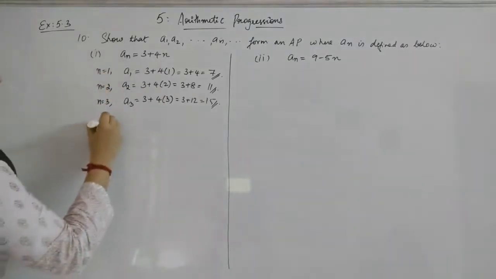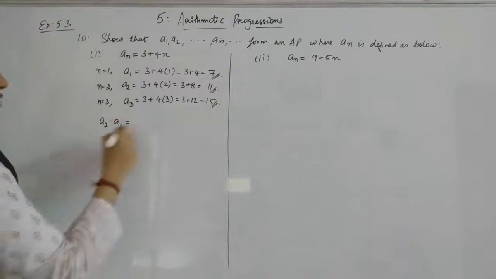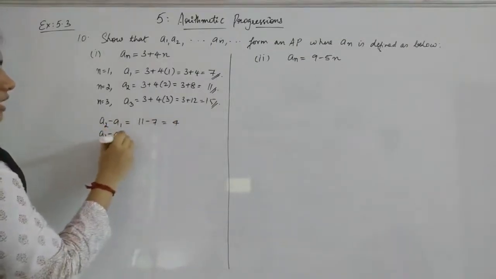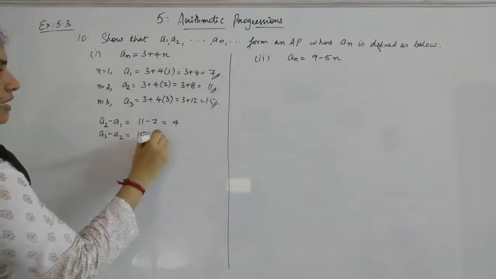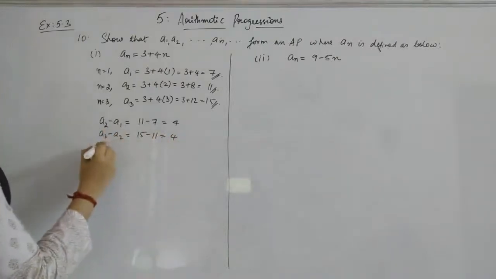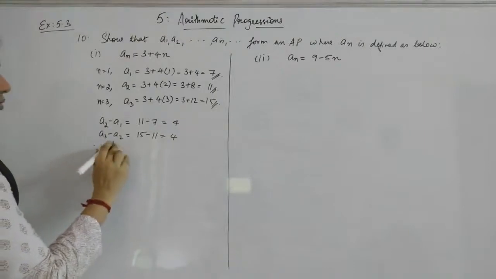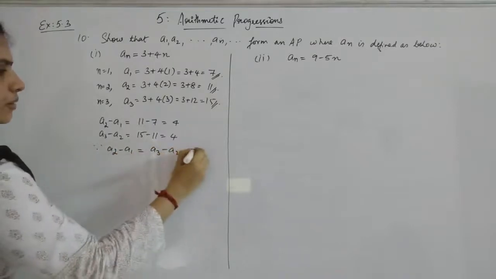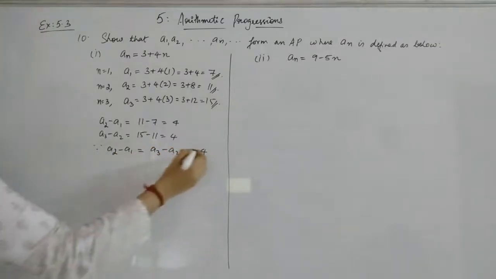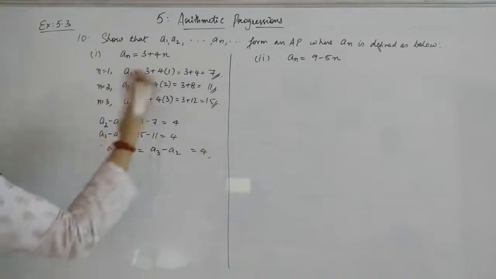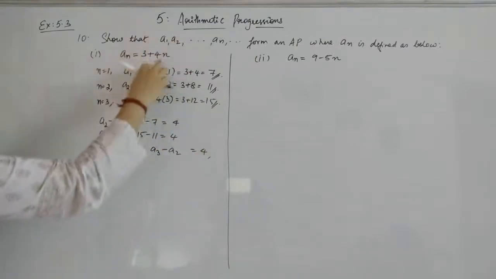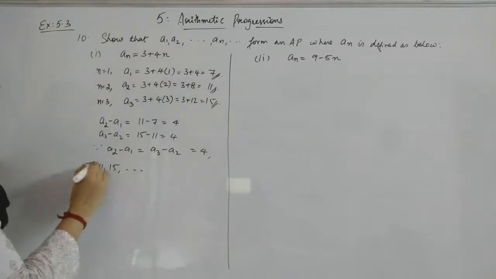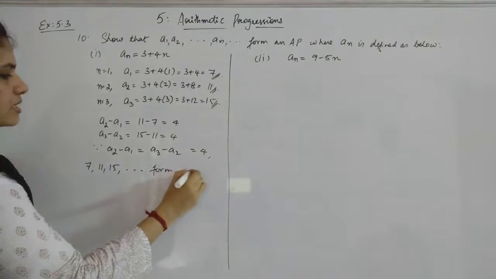Now what you will check is, what is your a2 minus a1? a2 minus a1 will be 11 minus 7, which is 4. Now check for a3 minus a2. That is 15 minus 11. Again you have 4. That means you can say that since a2 minus a1 is equal to a3 minus a2, both equal to 4, the given AP which you are getting using this an, that is 7, 11, 15, etc. forms an AP.